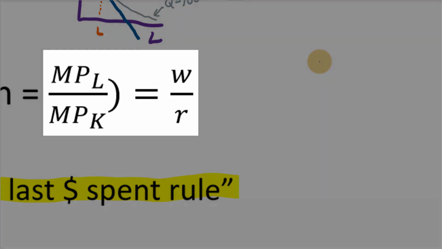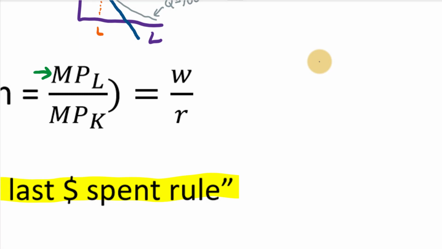If we take this equation, the marginal product of labor tells us how much additional output we get for adding one more worker. Marginal product of capital, how much additional output we get for adding one more machine. We set that equal to the amount we pay our workers per unit and the amount we pay for our machines per unit. So W for wage, R for the rental rate of capital. If we rewrite this equation, let's multiply both sides by marginal product of capital and then divide both sides by W. And what we get is something like this.